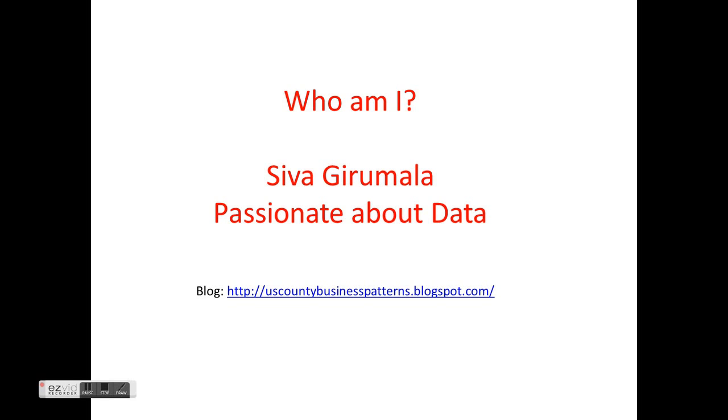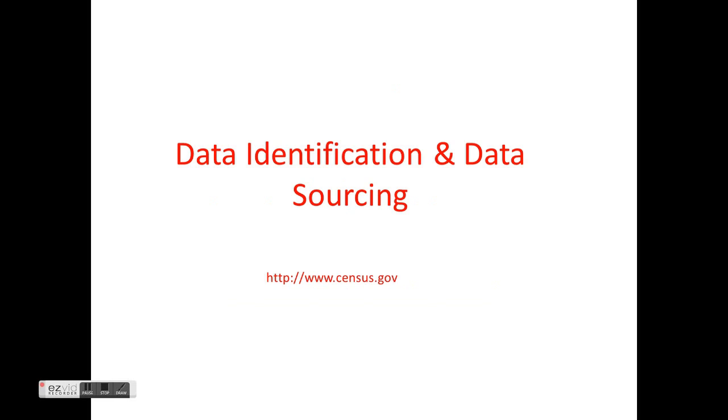the staging database tables into a normalized OLTP database, and from OLTP to building a data warehouse. And I'm going to show you the step-by-step process of how we are going to build this entire data warehouse. And as step one, let's identify the data on census.gov. Let's go to the website.